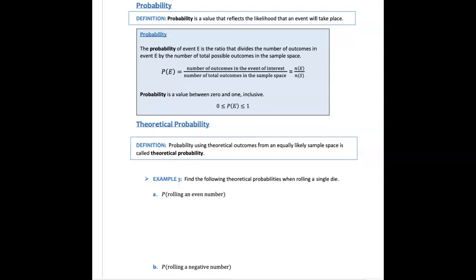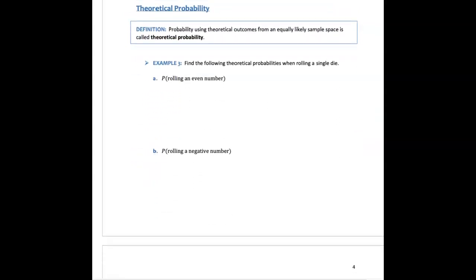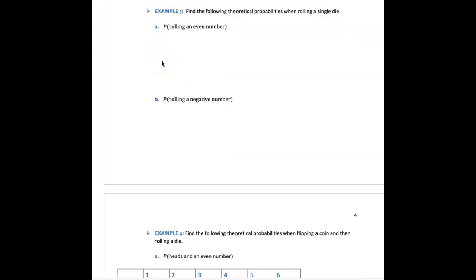The first type of probability we will compute is theoretical probability. So theoretical probability is using theory to compute your probability. So these are not results from actually doing an experiment, but in theory, what do we expect to happen? Okay. Example 3. Find the following theoretical probabilities when rolling a single die.